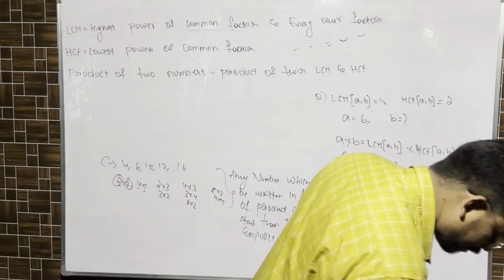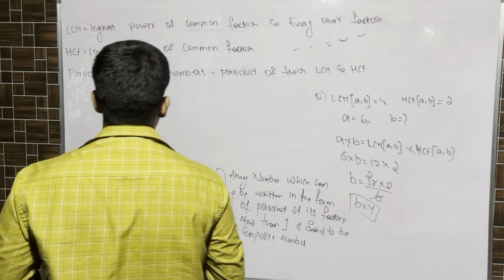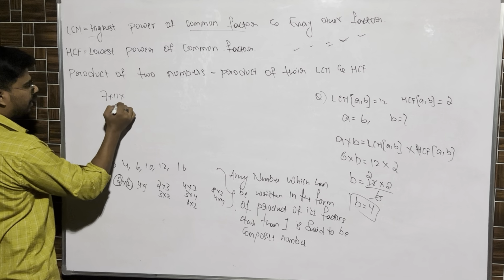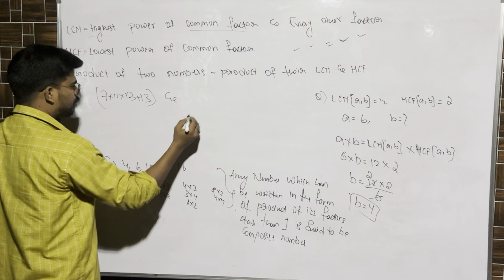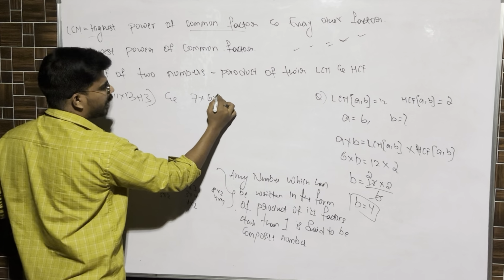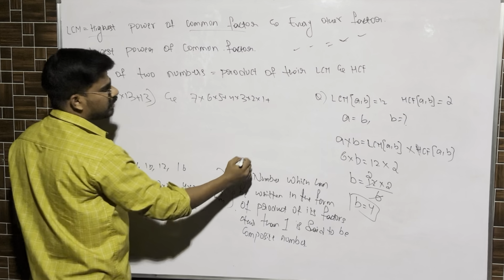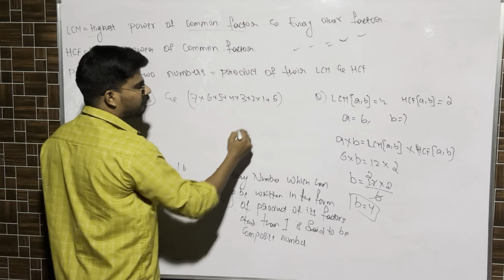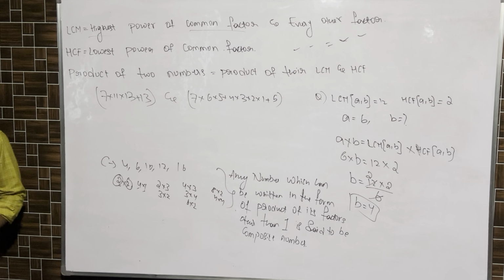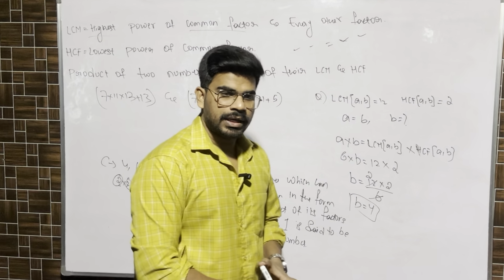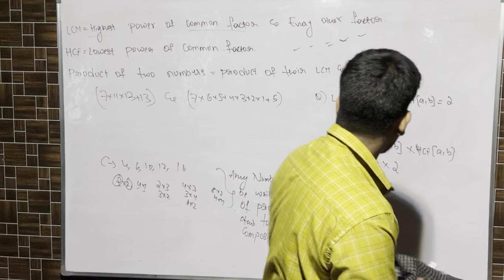What is asked in the question? Explain why 7 into 11 into 13 plus 13, and the next term, 7 into 6 into 5 into 4 into 3 into 2 into 1 plus 5. We have to explain why these numbers are composite. We have to explain in the sense that these are already composite, we just have to explain why it is a composite number, right?